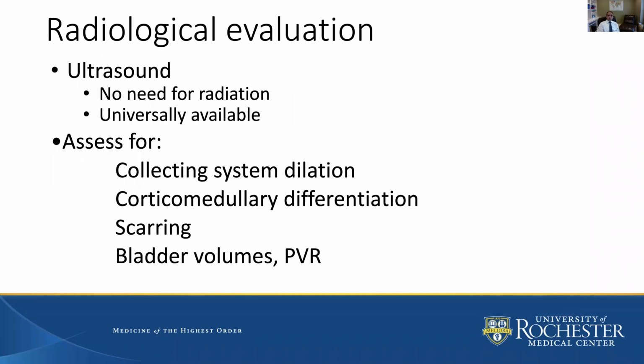In the radiological examinations, ultrasound is readily available everywhere. There is no radiation involved, and you can get a lot of information from the ultrasound. You can see the collecting system dilatations. You can see the corticomedullary differentiation. You look for scarring in the kidneys, and you can assess the bladder volumes and post-void residue, and all are very important information in assessing those kids.